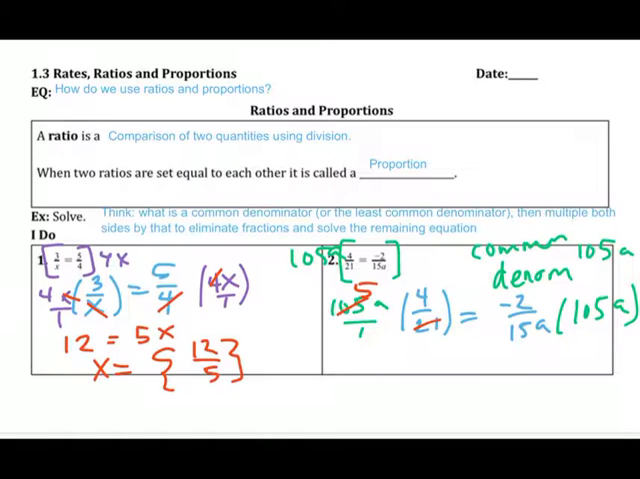So now I have 5 times a times 4. So if I multiply 5 times a times 4, I'm going to get 20a. Ooh, that doesn't look like an a. Let's try again.